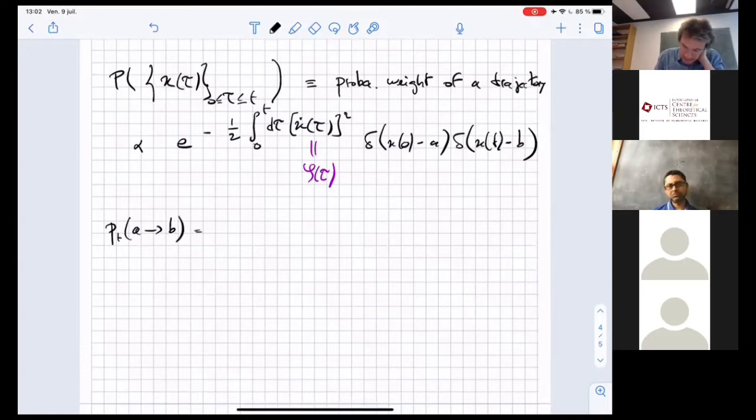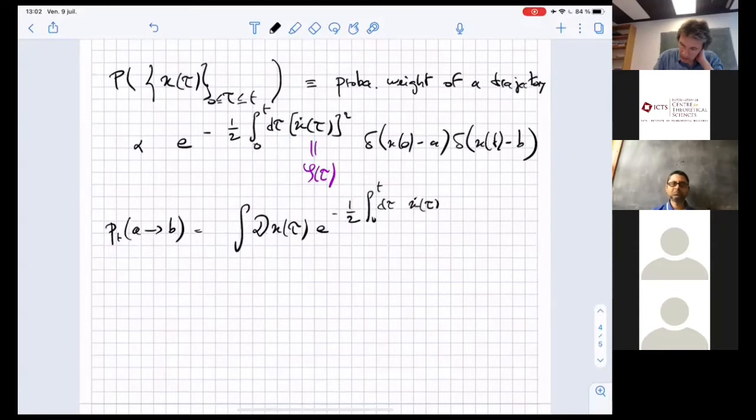is just equal to, okay, so I integrate over all the paths in this way, exponential of minus half, integral from 0 to t, d tau, x dot of tau squared, and okay, so that's what I want to evaluate.